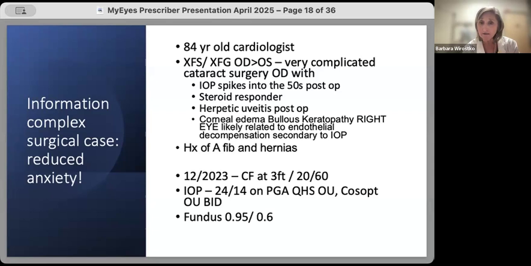His left eye cataract was getting worse. He was 20/60. His pressures were 24 and 14. He had a really thick cornea in that right eye. And he was on a prostaglandin and Cosopt.